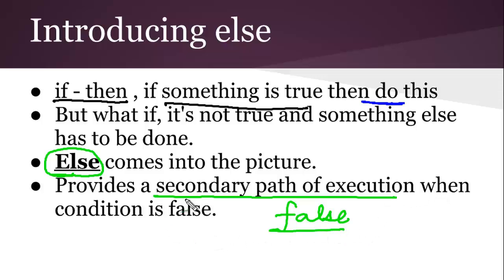So again, let me introduce it: if was there when only one particular condition was there, and if that condition is true, then do something. But if you also require a secondary path of execution, if you want to do something else when the above condition is not true, when the condition with if is not true and something else has to be done, then else comes into the picture. Let us now have a look at else with an example.